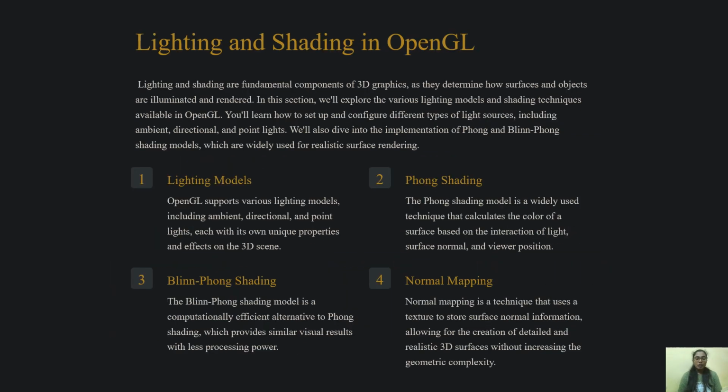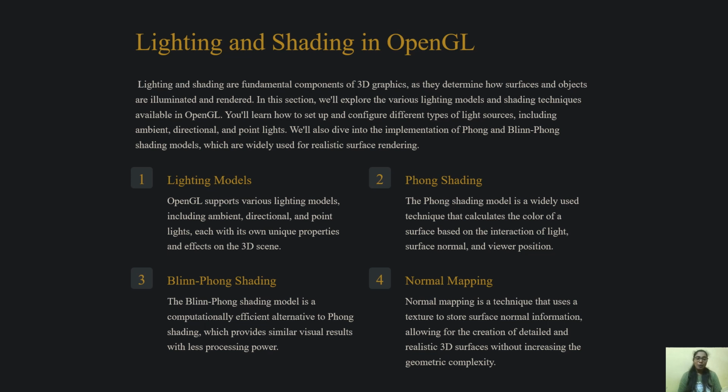Lighting and shading in OpenGL. Lighting and shading are fundamental components of three-dimensional graphics as they determine how surfaces and objects are illuminated and rendered. In this section, we will explore the various lighting models and shading techniques available in OpenGL.